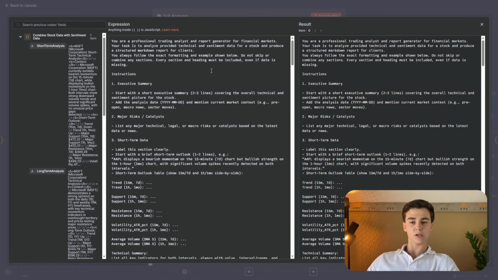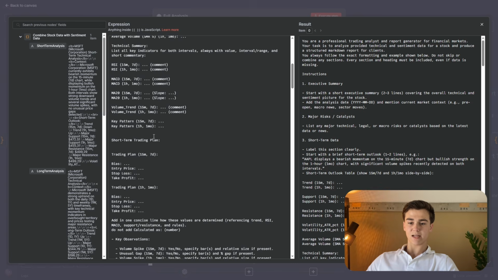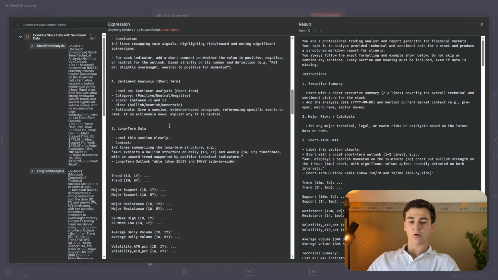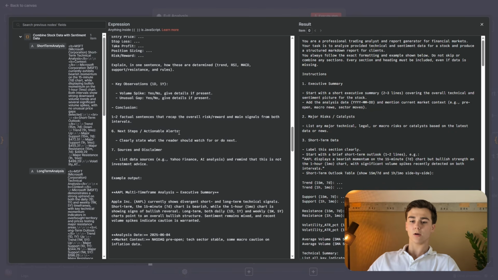Then we gave it some instructions, so the executive summary, then the major risk and catalyst, short-term data. Then here after the short-term data, we have the short-term trading plan, then the key observations, the conclusion, the sentiment analysis for the short-term. And we only have it for the short-term, and that's also what I explained in the beginning of the video. Then we have the long-term data. So here we have all of the long-term data. Then we have the next steps and actionable alerts. So here we have clearly stated what the reader should watch for or do next. And then we have the sources and disclaimer. So we have listed data sources. So for example, Yahoo Finance, AI analysis, and remind that this tool is non-investment advice.